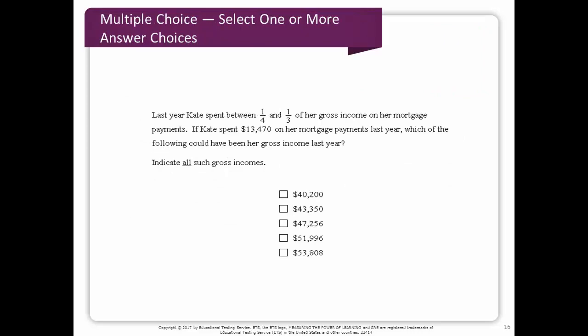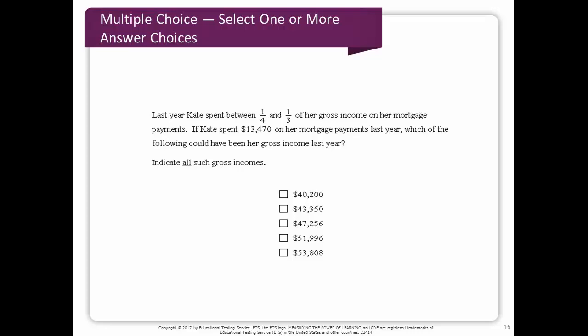Last year, Kate spent between a quarter and a third of her gross income on her mortgage payments. If Kate spent $13,470 on her mortgage payments last year, which of the following could have been her gross income last year? Indicate all such gross incomes. The options include $40,200, $43,350, $47,256, $51,996, $53,808.